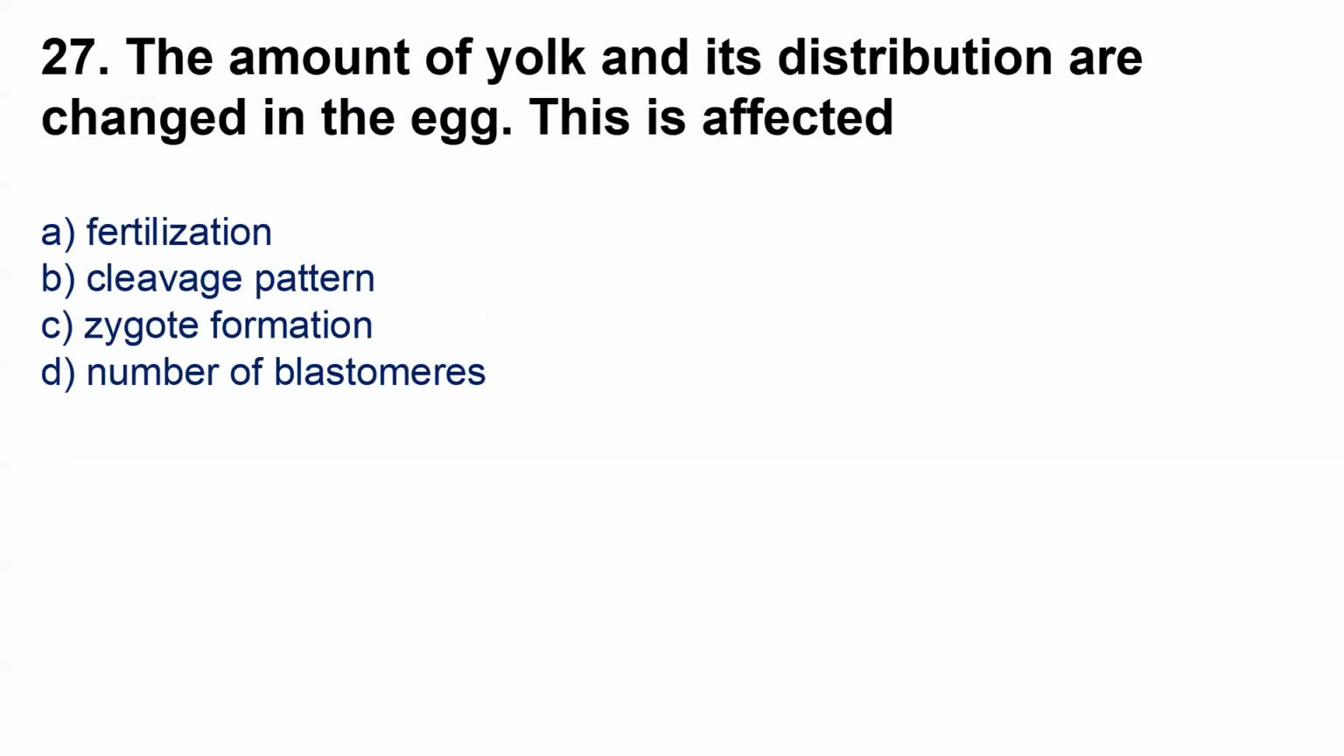Question 27. When the amount of yolk and its distribution are changed in the egg, this is affected. A. Fertilization, B. Cleavage pattern, C. Zygote formation, D. Number of blastomeres. The answer is B. Cleavage pattern is affected.